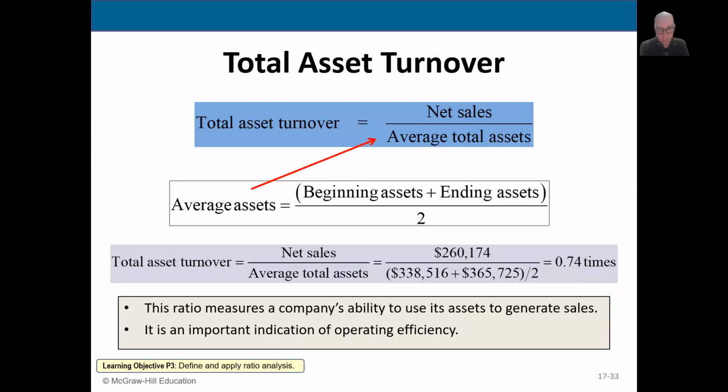Total asset turnover. This tells me how well the company is using its total assets to generate sales. To find this, we take net sales divided by average total assets. Again, the word average. Beginning balance assets plus ending balance assets divided by 2.